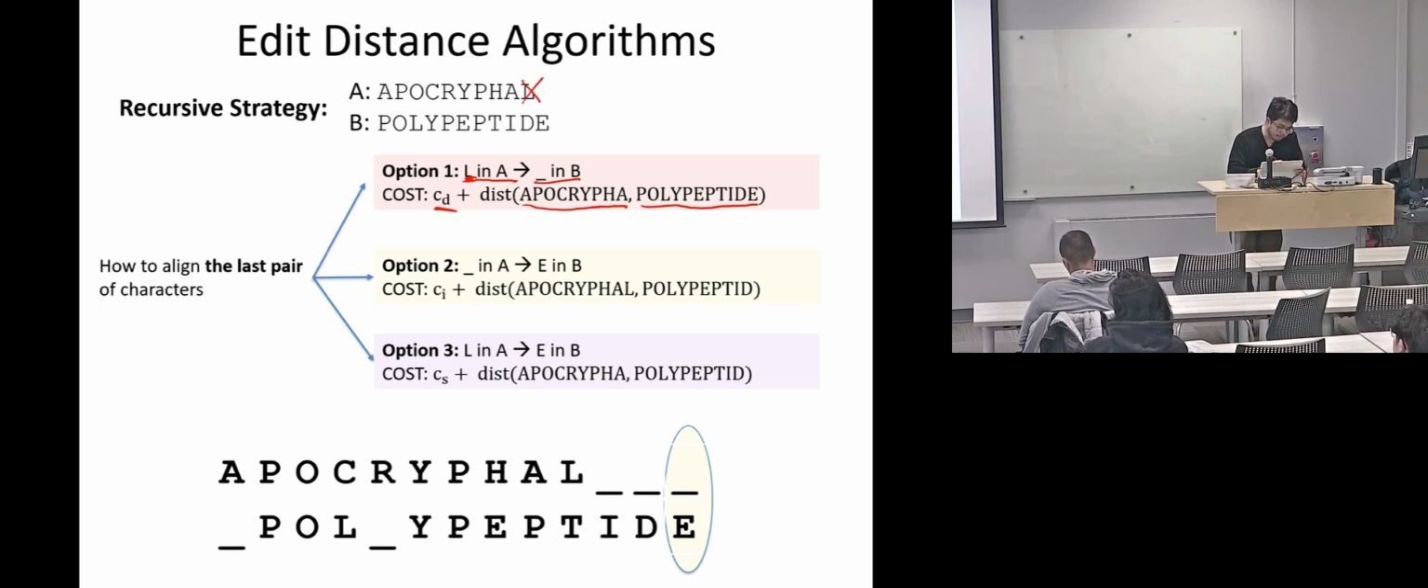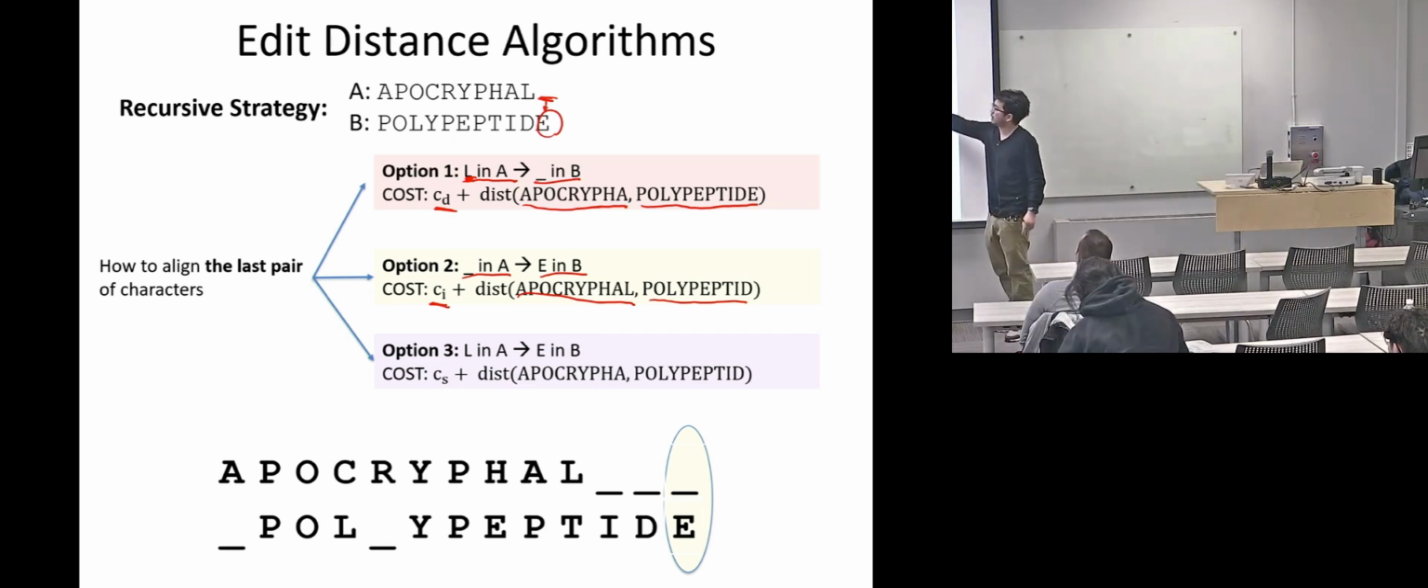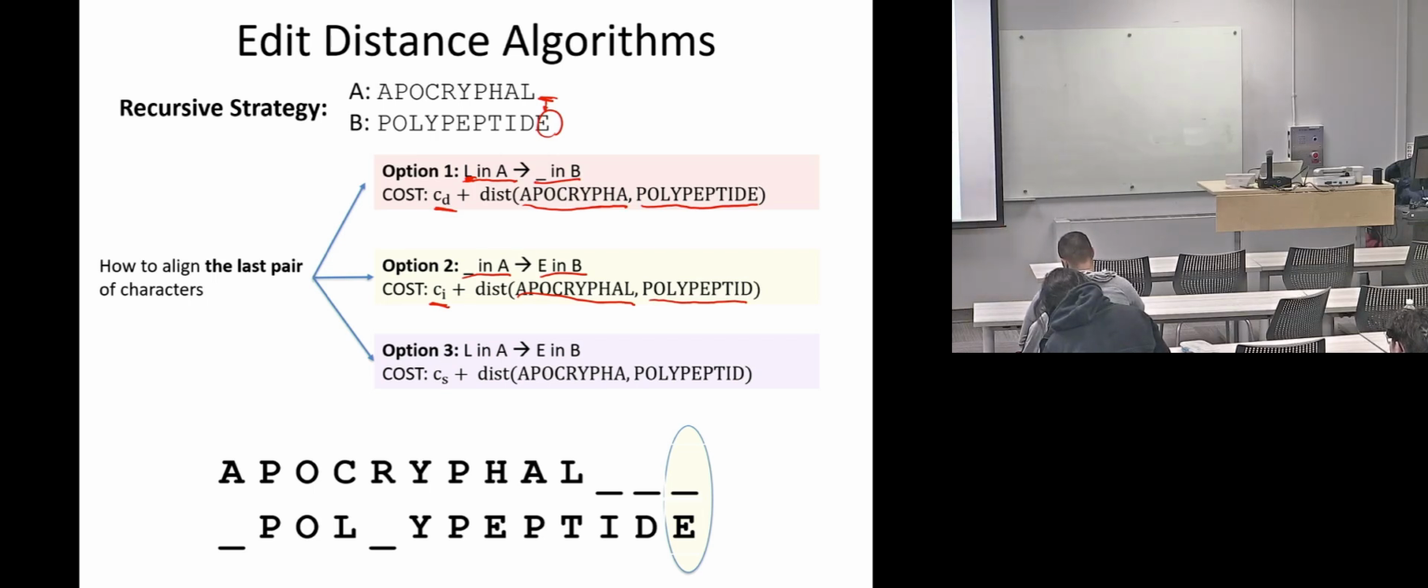The second option is to insert. I'm going to insert from blank in A to the last character in B. So I'm just going to align blank to E. In this case, I pay one insertion, and I recurse on the whole A and everything in B except the last character. The third option is just swap from last of A to last of B. You pay one swap, and now the sizes of A and B are decremented by 1.